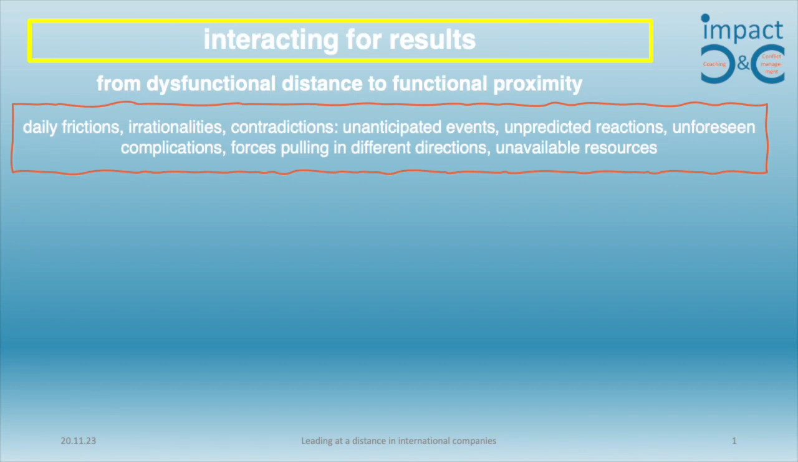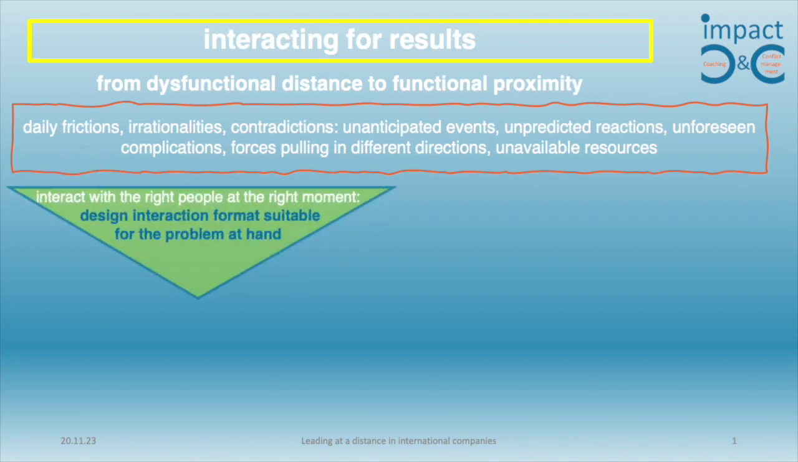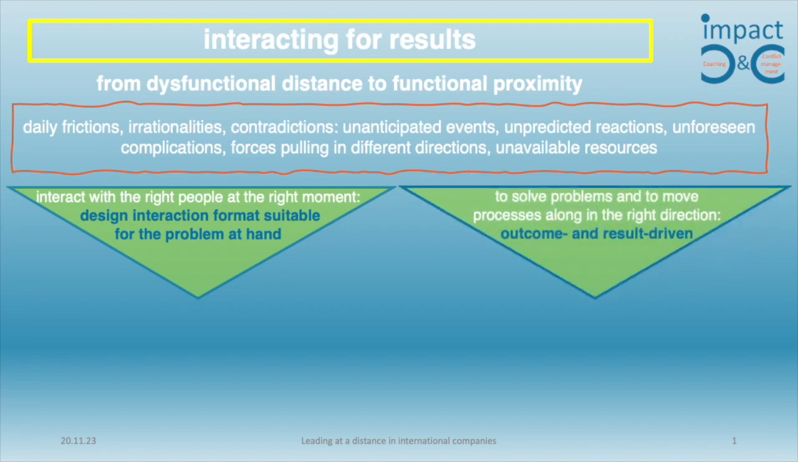Who are the right people to solve the problem and to move the process along in the right direction? The task at hand is to create interaction designs suitable for the problem at hand. For leaders, moving towards such a mode of operation starts from the insight that every part of the company and every party that is involved in a process reflects a different perspective of the whole. And it starts from the understanding that integrating these different perspectives is the most functional way to go forward.